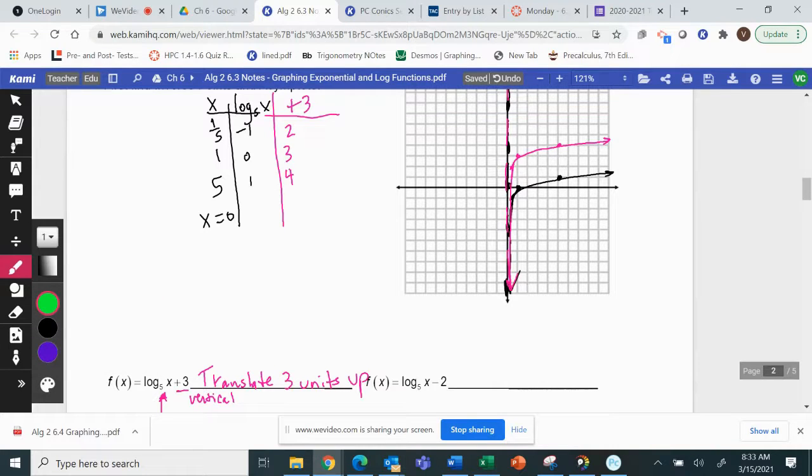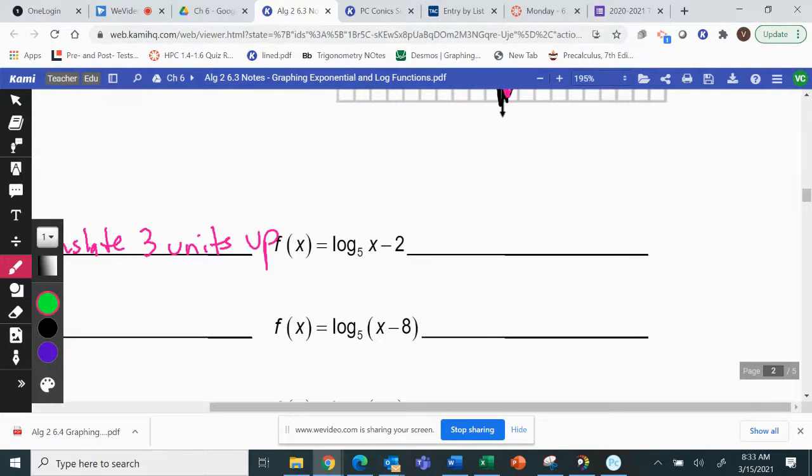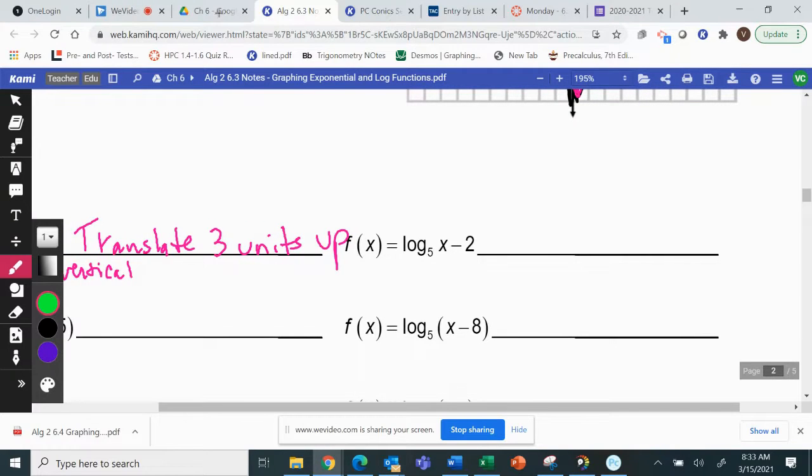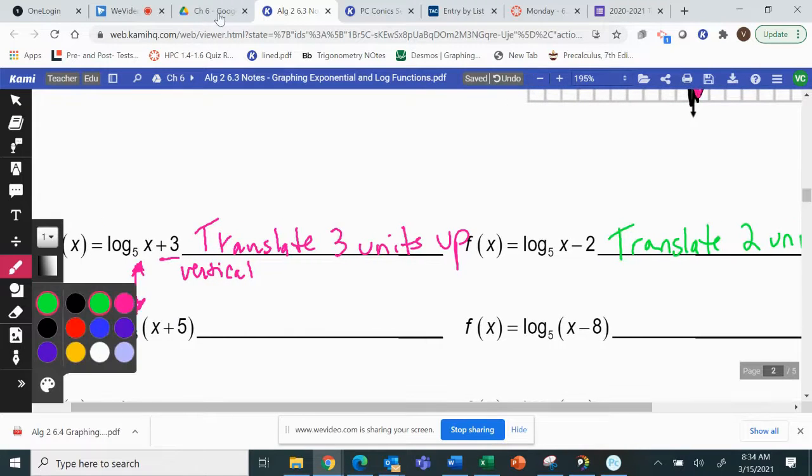So how about the second one, log base 5 of (x minus 2)? Evody? Translate 2 units down. Excellent. Ketsia, the next one is log base 5 of x plus 5.